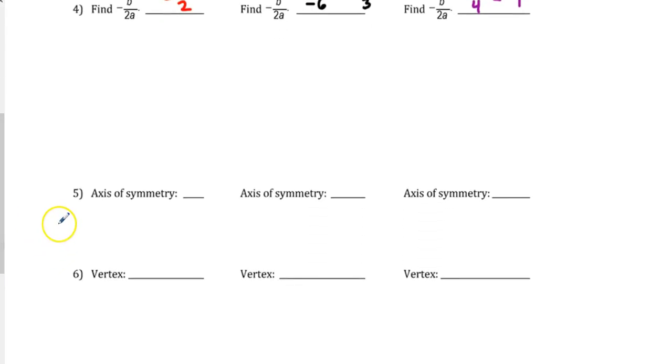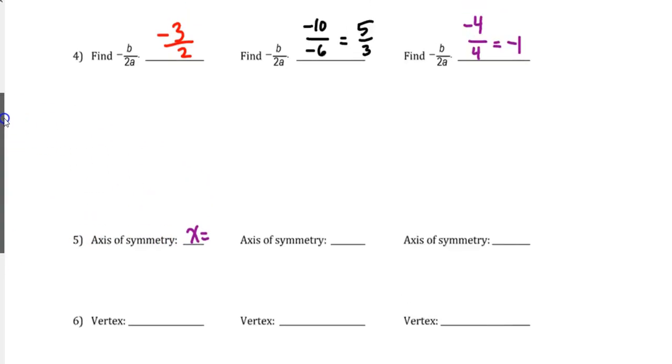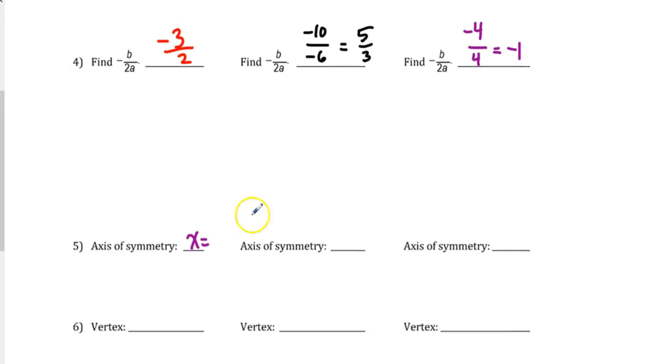So what is the axis of symmetry? Well, the axis of symmetry is the equation x equals negative b, or we'll say opposite of b over 2a. So x equals negative 3 over 2. x equals 5 over 3. That is our axis of symmetry. That is the line that's going to pass through that function vertex vertically.